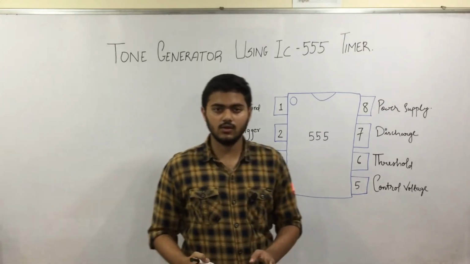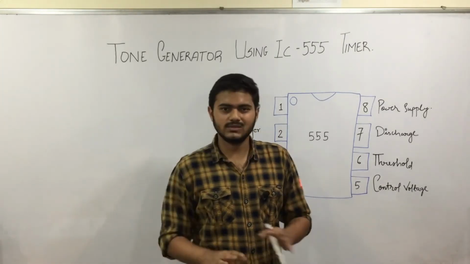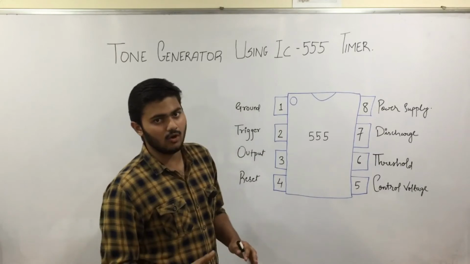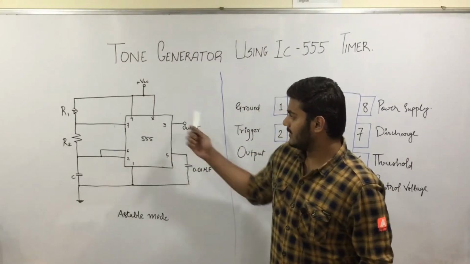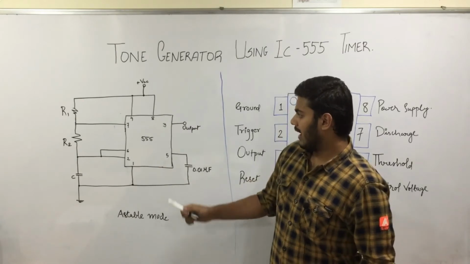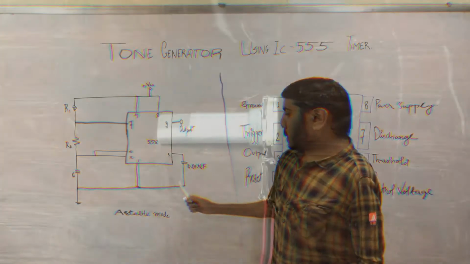Now let us have a look at the circuit diagram using the IC555 timer wired in astable mode. This will be further used in the tone generator circuit, which is nothing but a simple extension of astable mode. Here we have a complete circuit diagram for IC555 connected in astable mode.